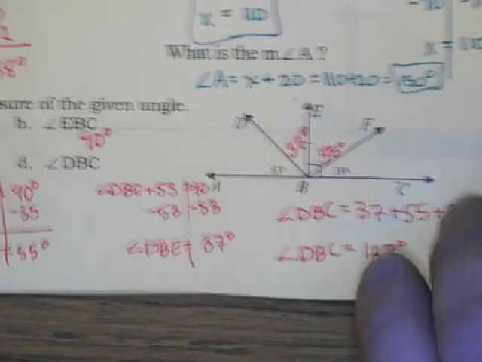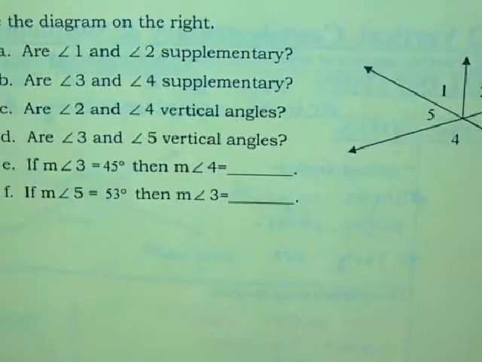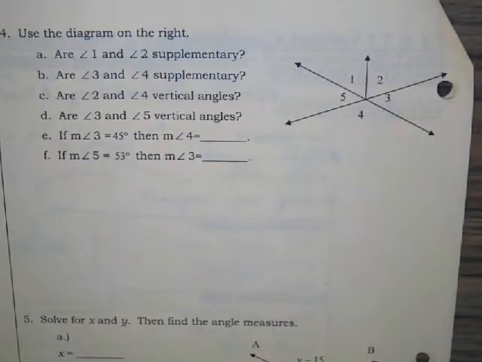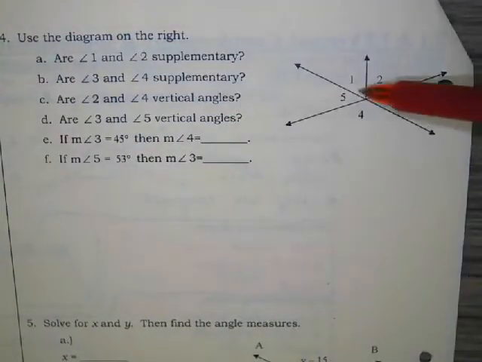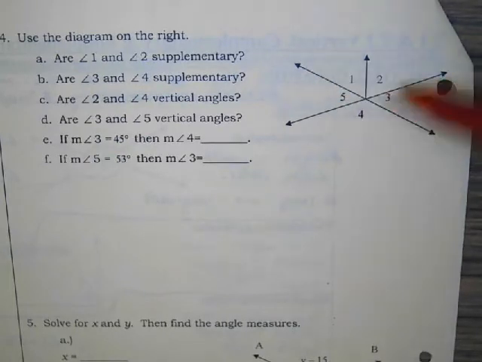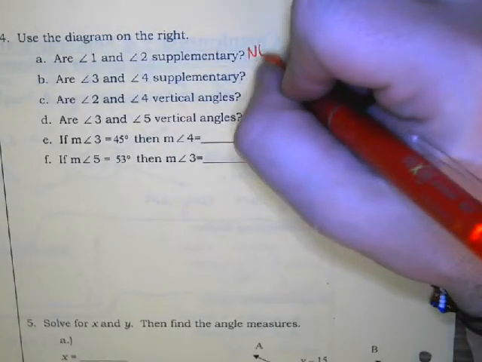Okay, let's flip to the back. We're just going to answer some of these questions using our definitions. We're looking for supplementary and vertical angles. Angle 1 and angle 2, are those supplementary? Do they form a straight line or a straight angle? They don't, because there's a bend right there, so we cannot call those supplementary. So that is a no.